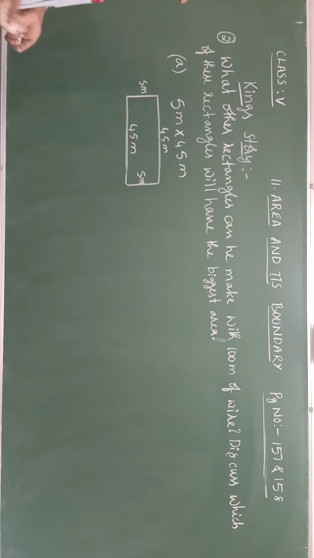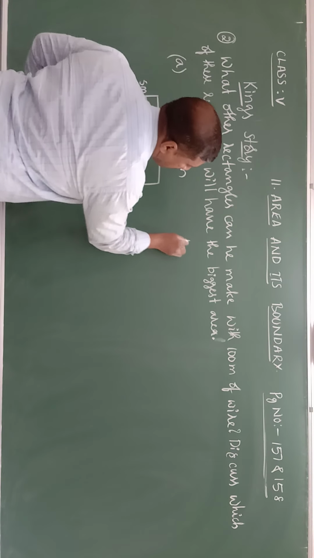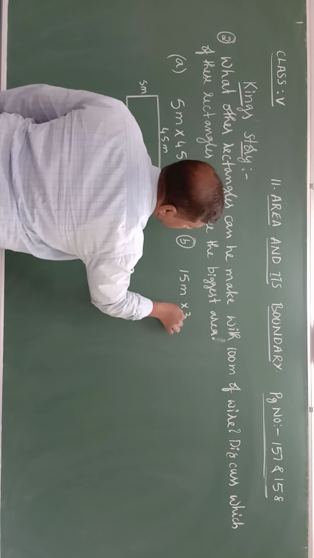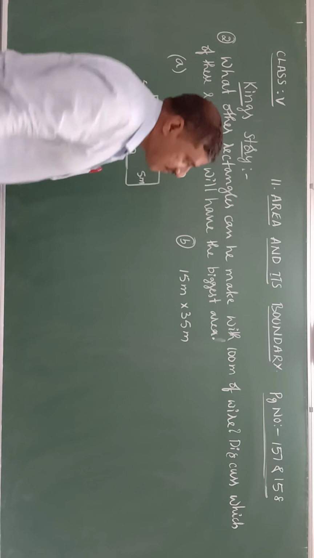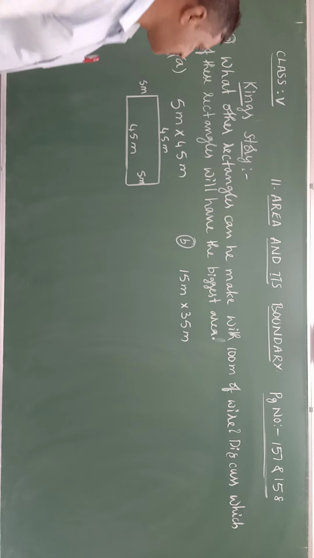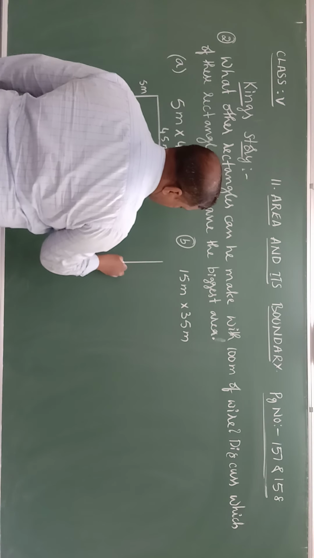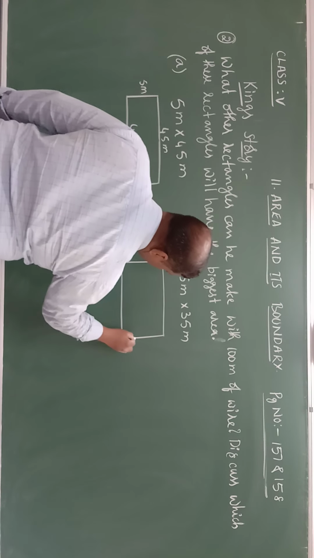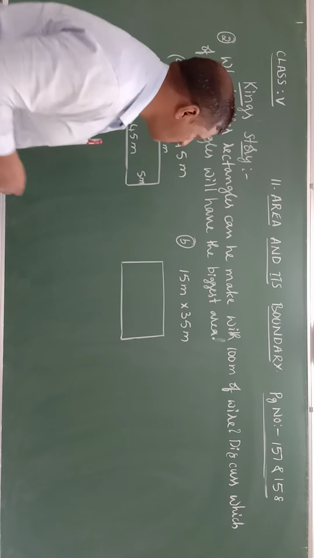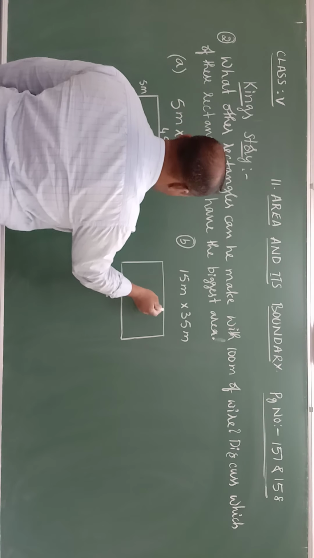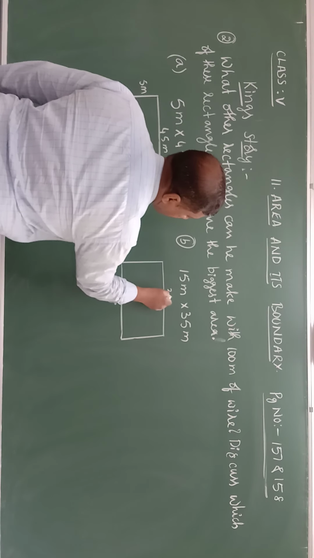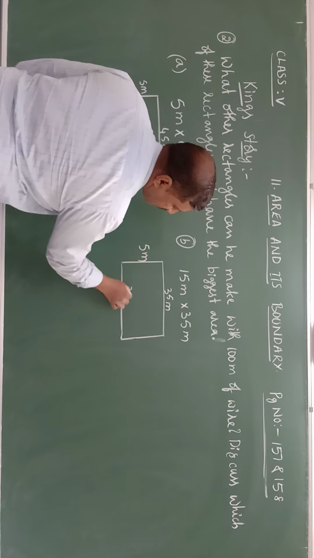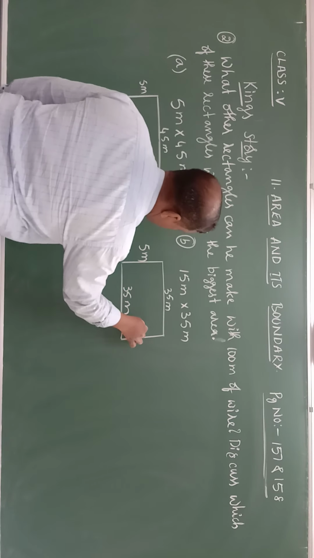So now this is one case. The second case we can make is 15 meters into 35 meters. It means the width of the rectangle is 15 meters and the length is 35 meters. So this also will be 35 meters and this is 15 meters.